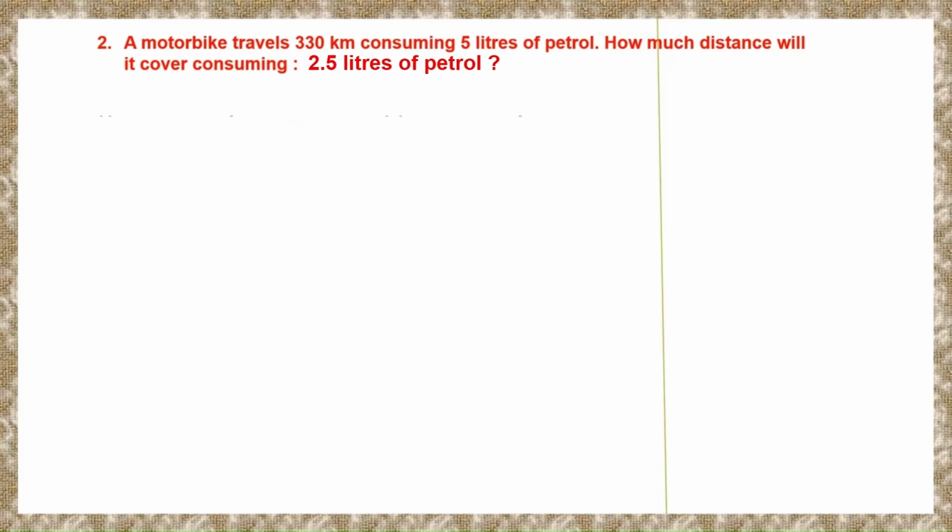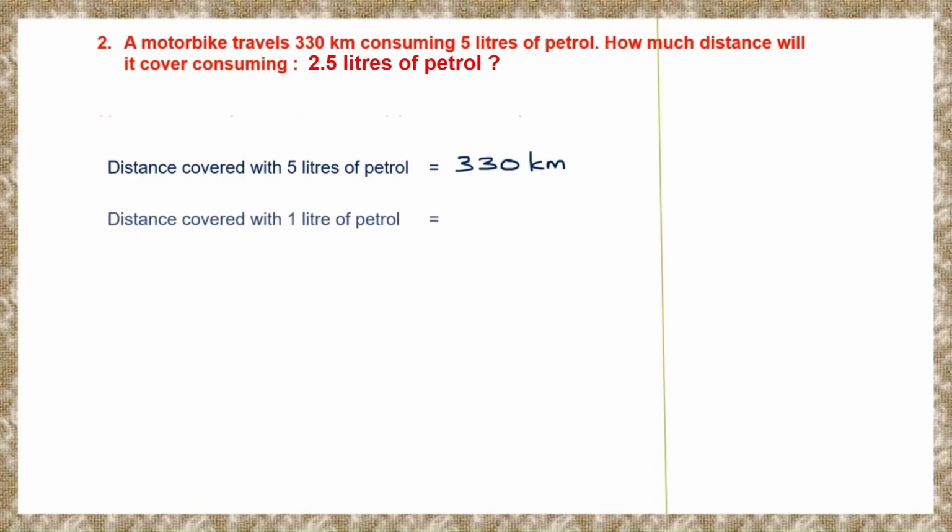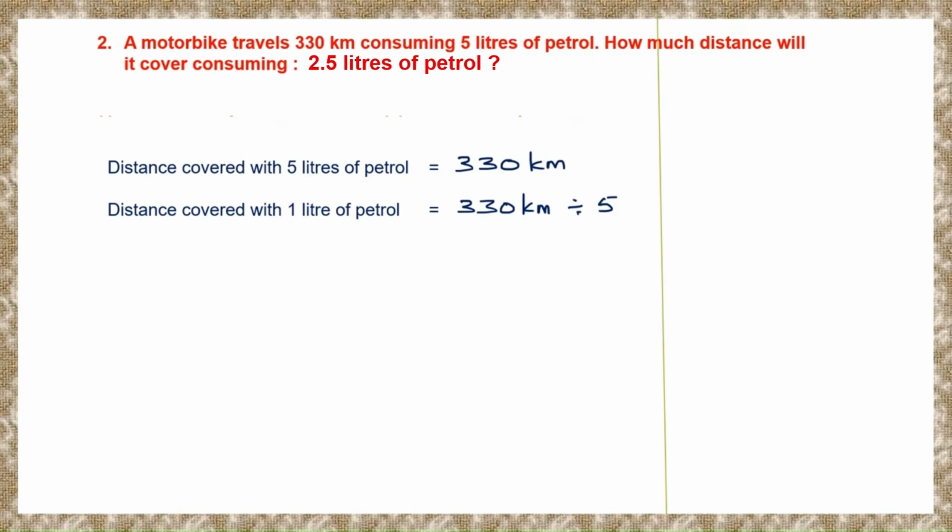Question 2. A motorbike travels 330 kilometers consuming 5 liters of petrol. How much distance will it cover consuming first 1 liter of petrol and then 2.5 liters of petrol? So let's start. Distance covered with 5 liters of petrol is how much? 330 kilometers. Now we need to find the distance covered with 1 liter of petrol. So that will be 330 kilometers divided by 5 liters.